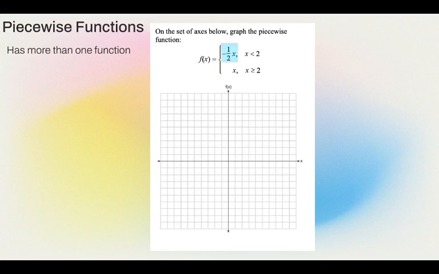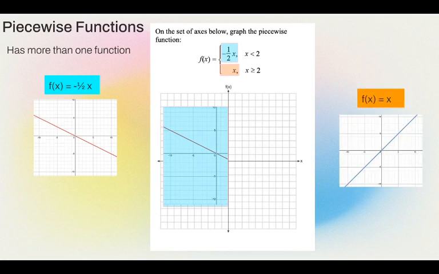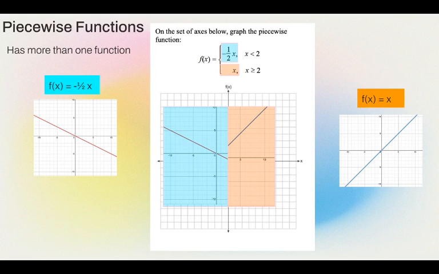The first one being negative 1/2 x, and then it also has the function x. So you can kind of imagine the first function, negative 1/2 x, looks like this, and we're taking a piece of that function, and we're also including f of x equals x. We're taking a piece of that function, and you're going to put them together, and that creates a piecewise function. It has more than one function rule on the same graph combined to make one function.